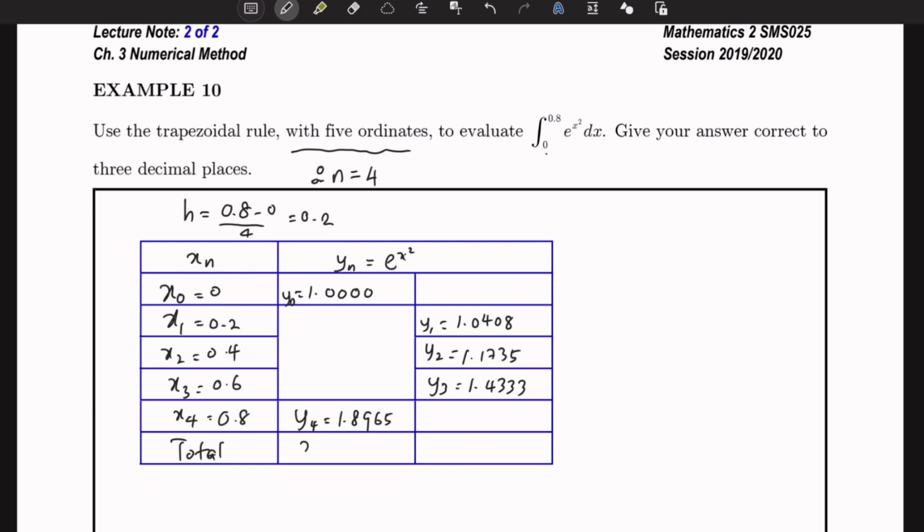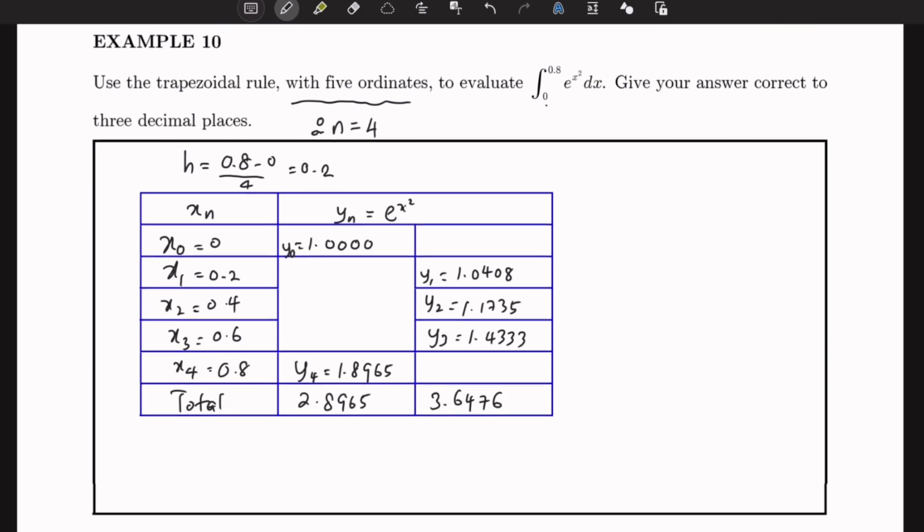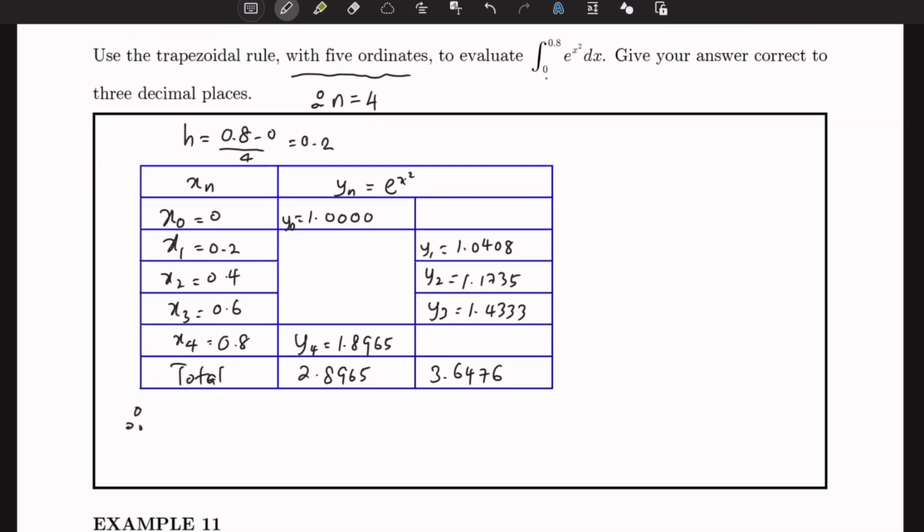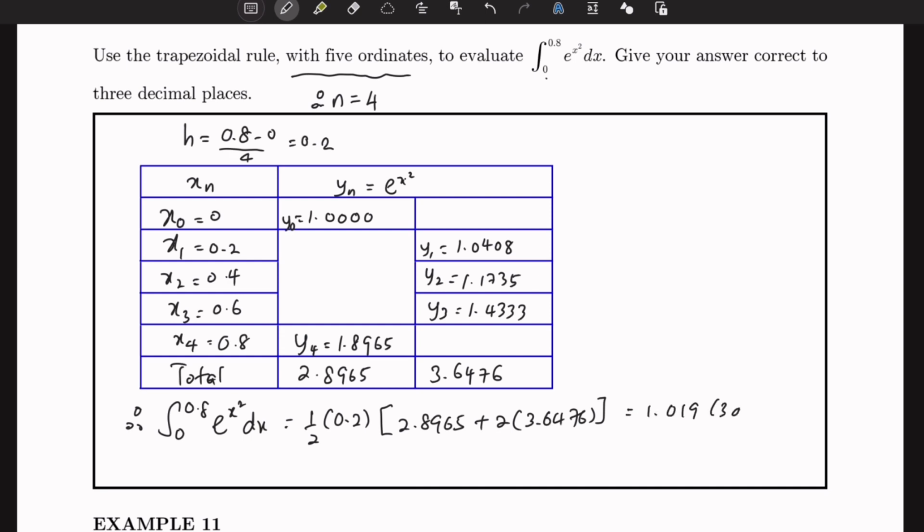Here you get 2.8965, and here you get 3.6476. So hence, the integral from 0 to 0.8 of e to the power x squared dx equals half times 0.2, which is the h, times 2.8965 plus 2 times 3.6476. So we have it to be 1.019 to 3 decimal places.